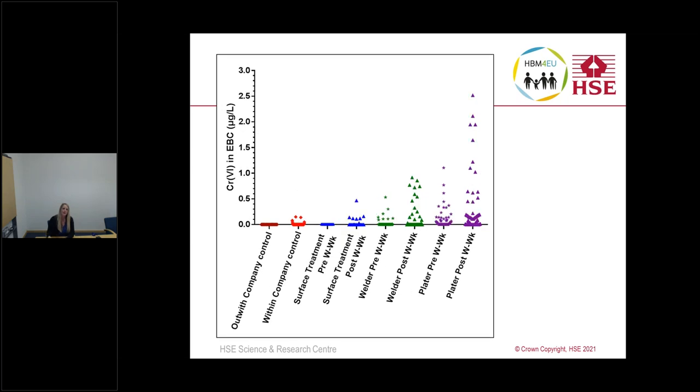If we look at chromium 6, there's a similar situation with the outwith company controls and the within company controls. You can easily see from this plot that the platers have got the highest results. In fact, even their pre-working week is higher than the post-working week results from welders and surface treatment workers.